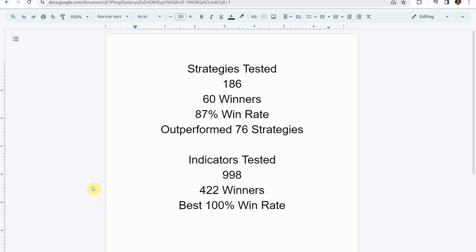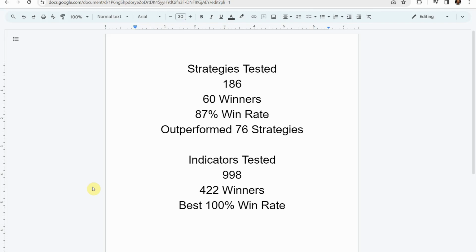Alright, as I said, today we will be testing a 5-minute scalping strategy. Before we do though, I wanted to put the testing scoreboard up for everyone to see. So to date, we have tested a total of 186 different strategies, with 60 of them being winners. The best one so far was able to achieve an 87% win rate. That was achieved using the Academy of Forex indicator.